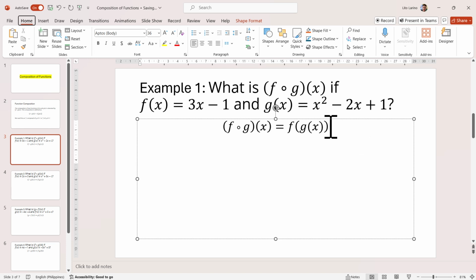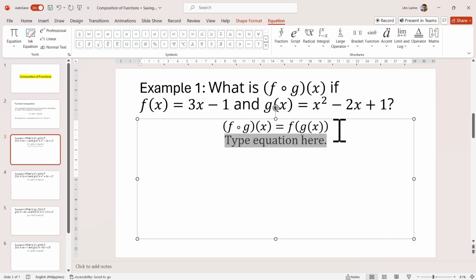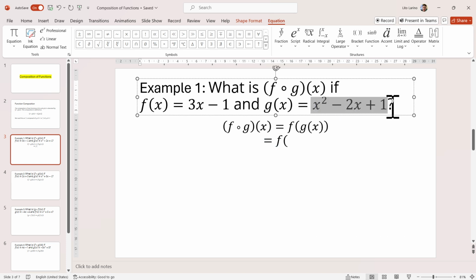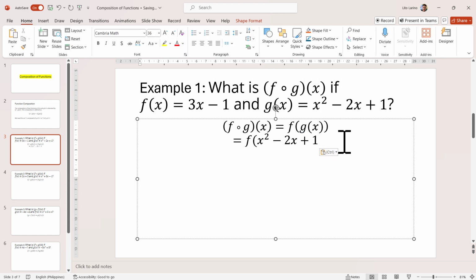This is therefore equal to f, and what is g of x? x squared minus 2x plus 1. Okay, so x squared minus 2x plus 1. So again, you replace this g of x with its expression and then evaluate our f of x at the given expression x squared minus 2x plus 1.